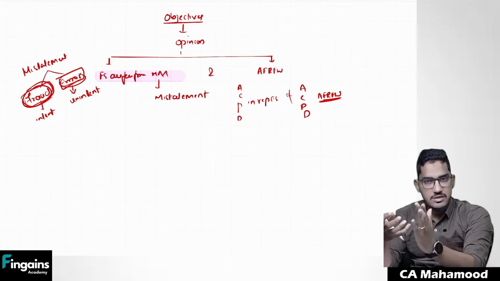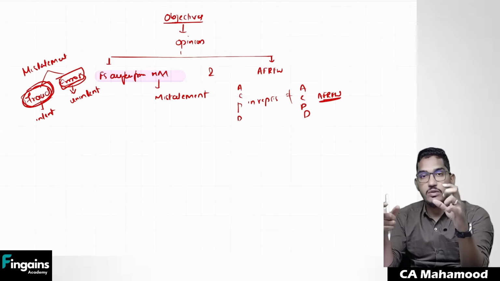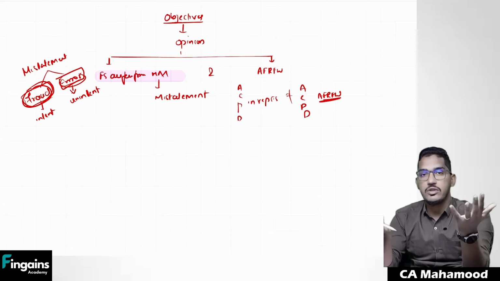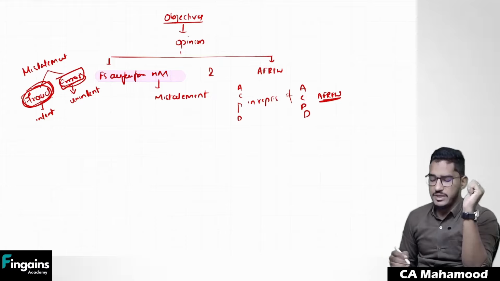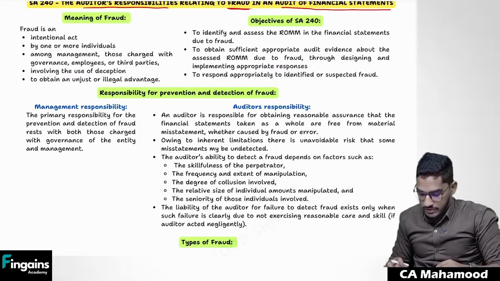ICAI has given a dedicated standard. Okay, dear auditors, don't worry. I'm going to give you guidance: what responsibilities you are required to fulfill, what procedures you have to follow, what techniques you have to follow, in which all ways fraud can be committed. We will teach you, we will guide you. You can use the standard to fulfill your responsibilities. With that intention, SA 240 has been given. So now, having said that, let us directly go into the standard.